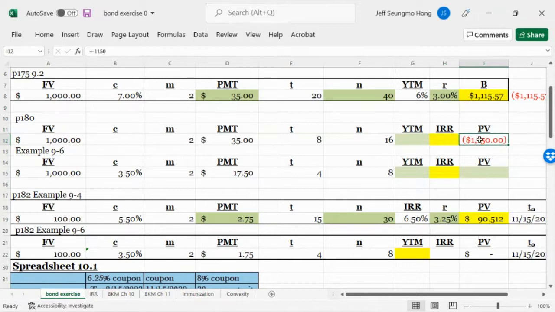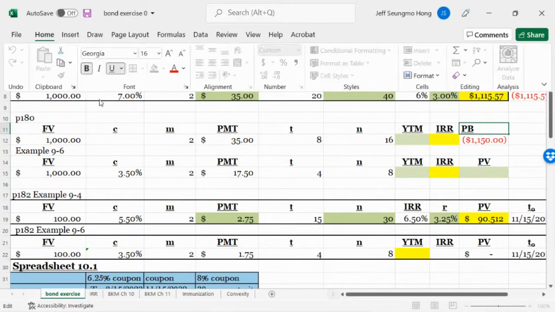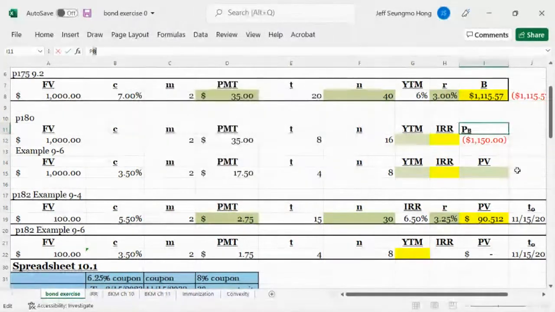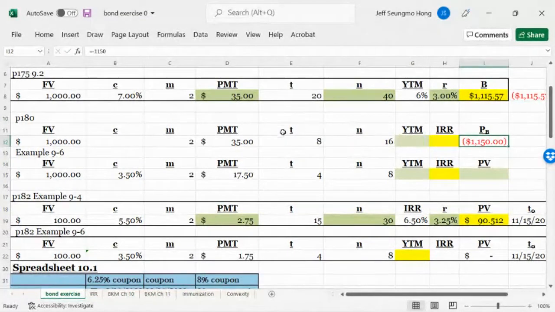Now this time, the price of the bond is given. So this is like P sub B, P subscript B. If the price is given, the question is, what's the discount rate? So we'll need to find the half year rate because everything is on a half year cycle. So here, we'll have to use the rate function.